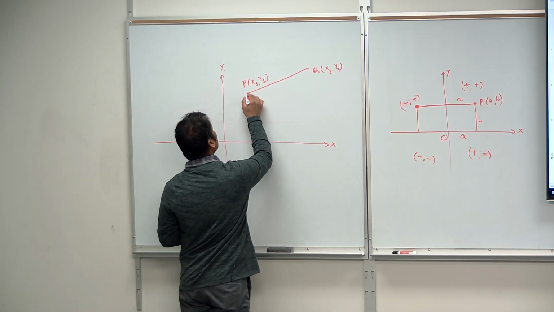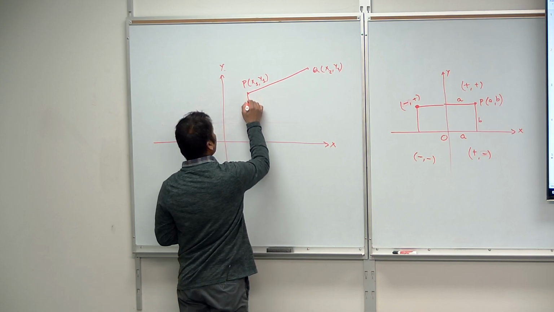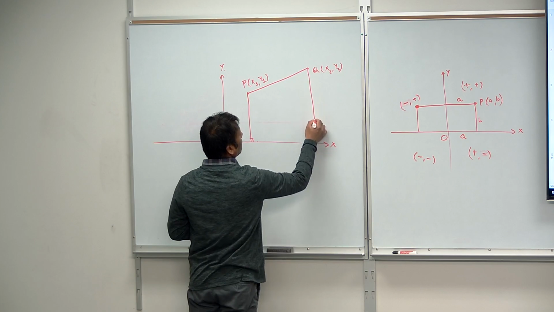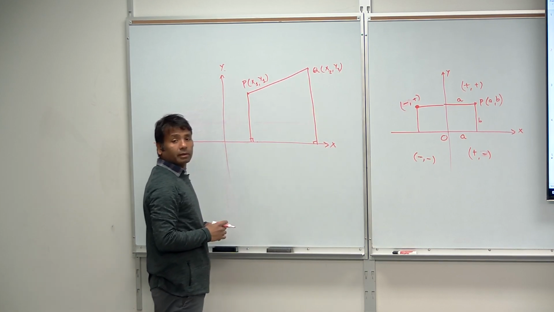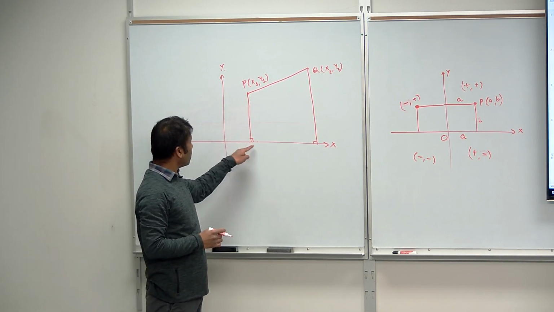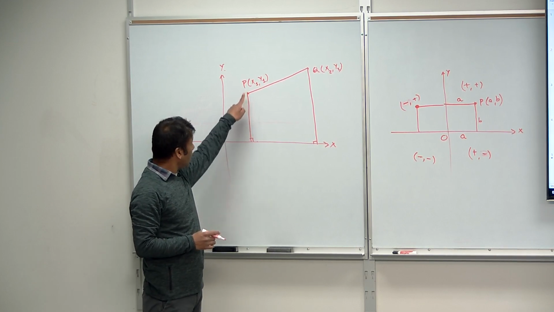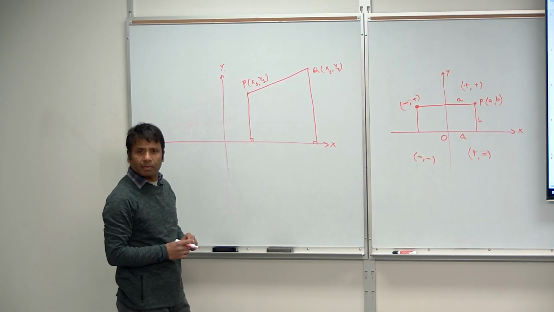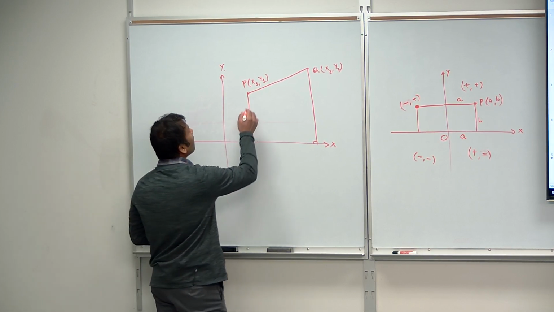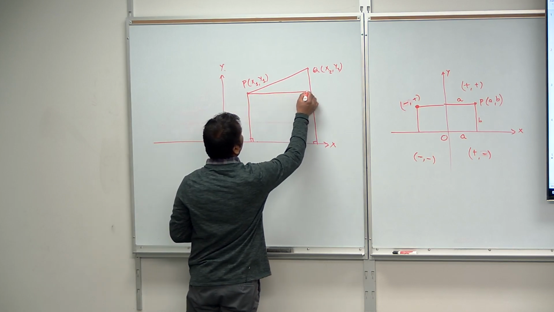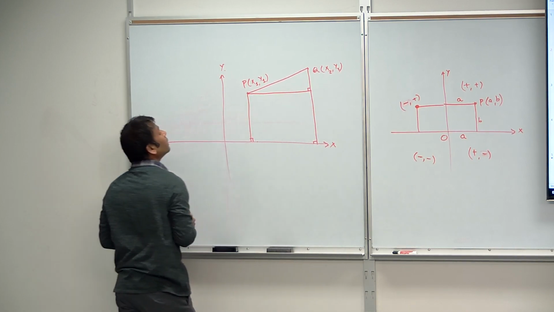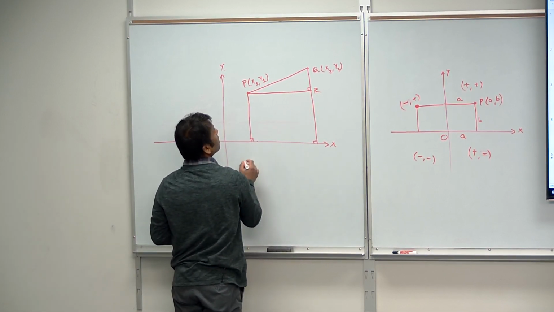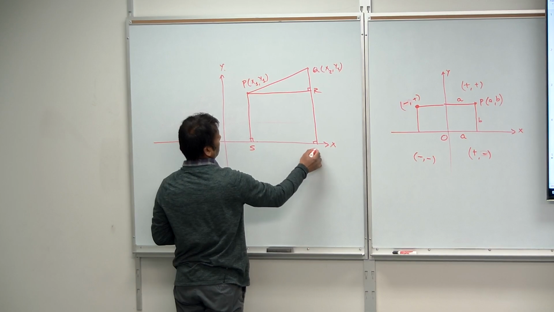You draw the perpendicular from here to the x-axis. You also draw the perpendicular from here. You know the perpendicular means, right? This vertical line makes a right angle here, so this line is perpendicular to the x-axis. That makes sense? And then you also draw the perpendicular from here to the line. Let's say this is P, R, S, T, whatever. It's like this.